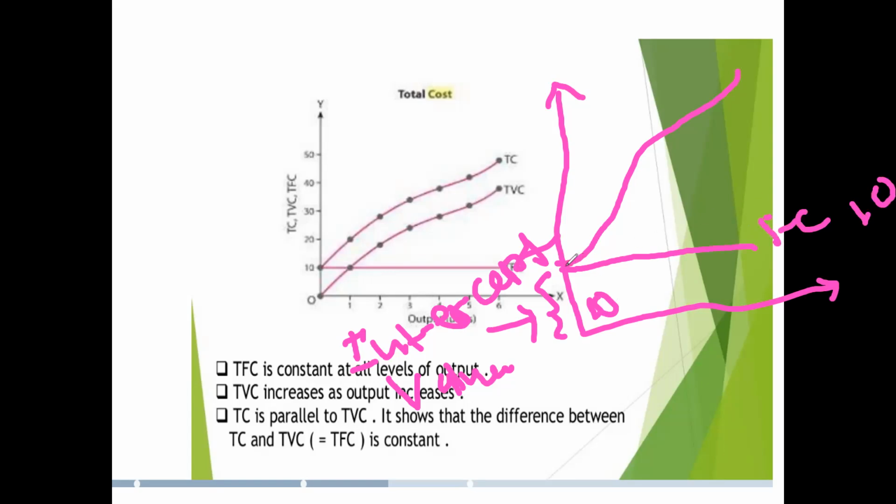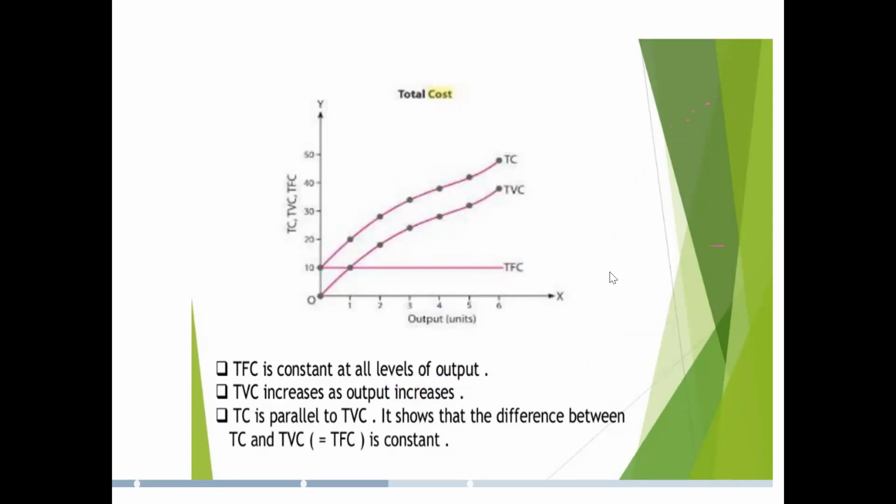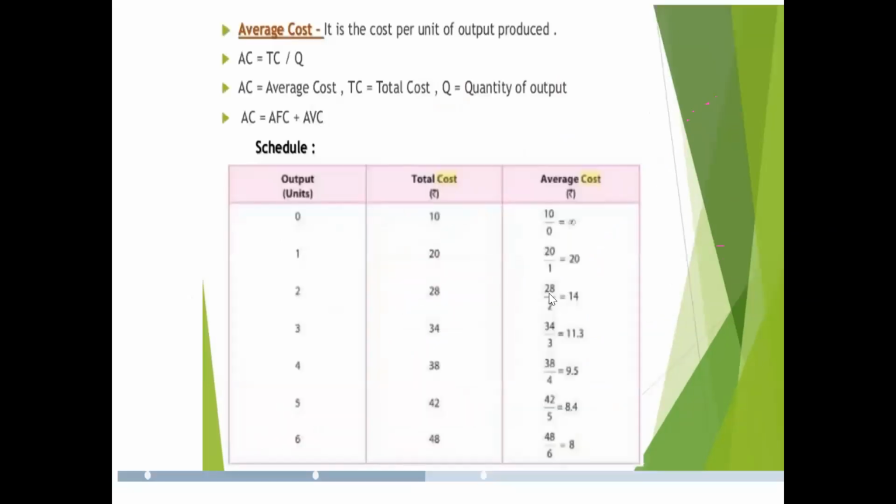Right? So even though we produce or not, we have to incur some amount. Therefore, the total cost curve always starts with an intercept value, where the total cost curve originates, because there is some amount as the fixed cost.